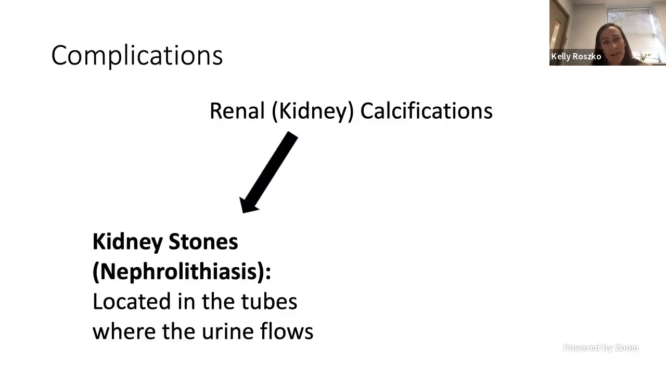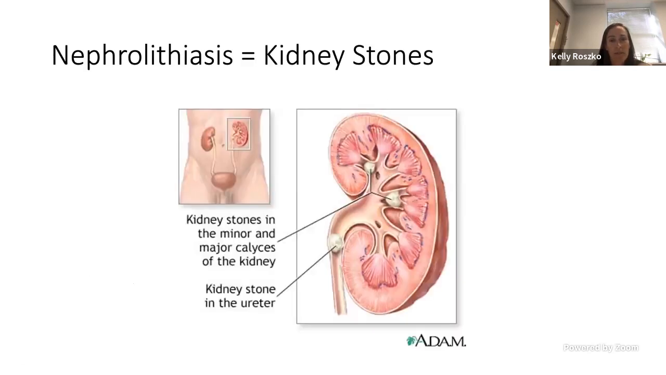So why is the urine calcium so important? Well, we're very concerned over complications, particularly kidney calcifications. There are 2 different types of kidney calcifications that we look at, and one of them is kidney stones. This is also called nephrolithiasis. They're stones that are located in the tubes where the urine flows, and they can block the urine, causing pain and sometimes require a procedure such as lithotripsy to break up those stones.